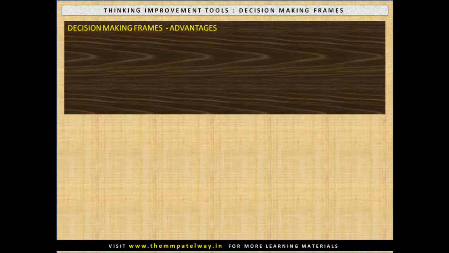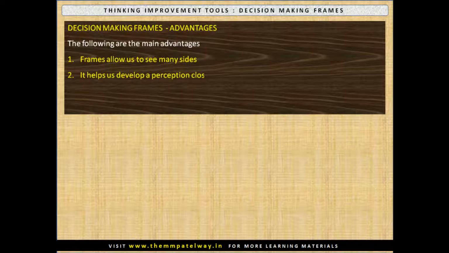Now let us discuss the advantages of decision making frames. The following are the main advantages. Frames will allow us to see many sides of a problem. It will help us to develop a perception closer to reality. We will develop a broader perspective, and it will help us arrive at an integrated solution.